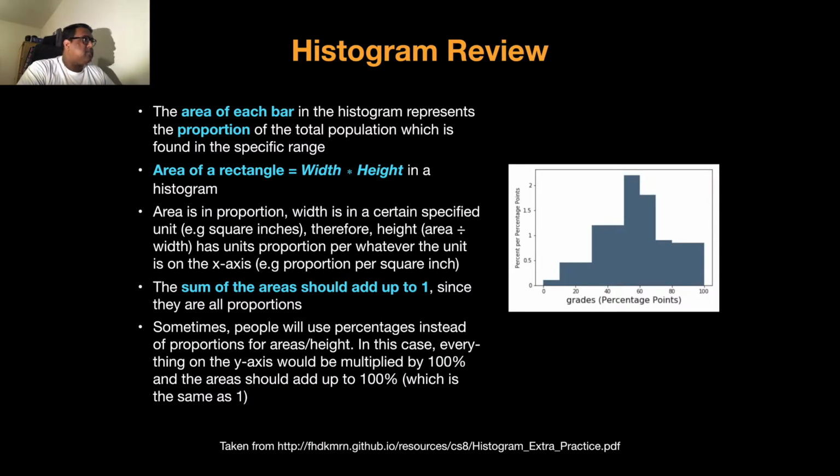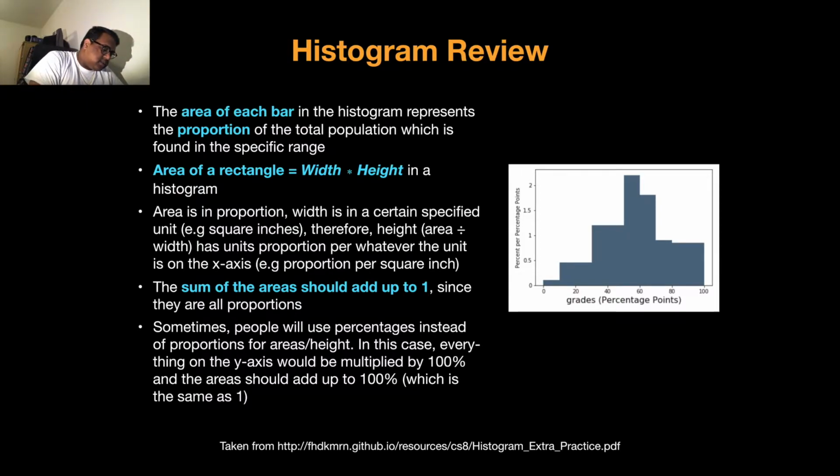So here we have some review points created by Fahad, one of our head GSIs. Let's take a look at what some of this is saying. The first thing that you need to know about histograms is that the area of each bar represents the proportion of the total population that is found in that specific area. And what exactly does that mean?